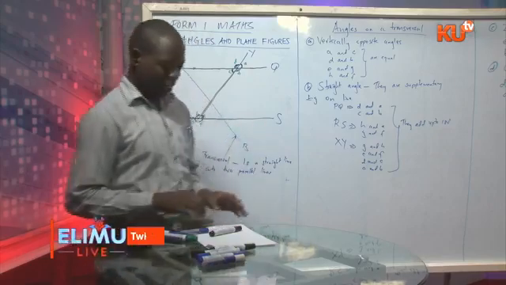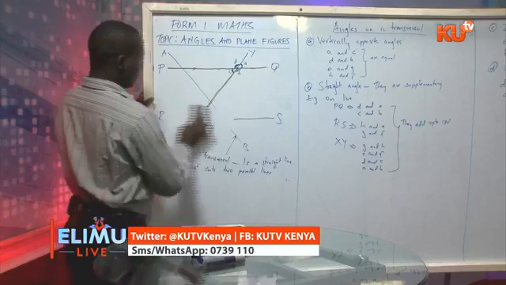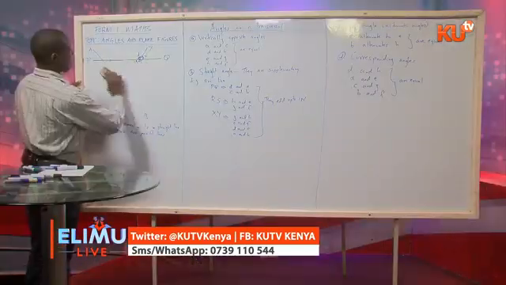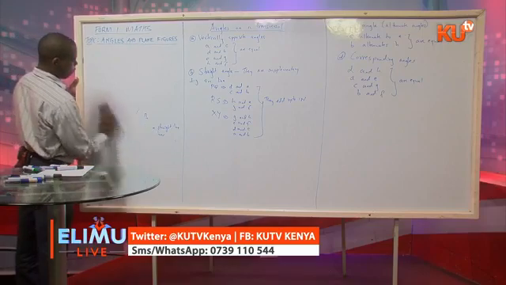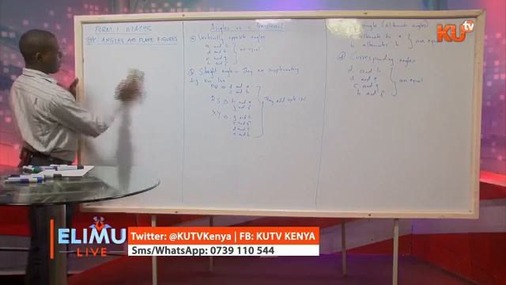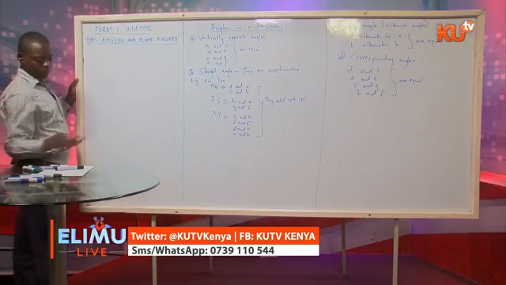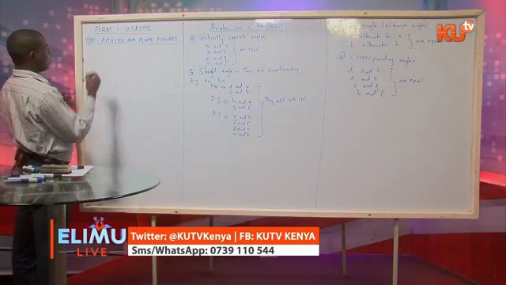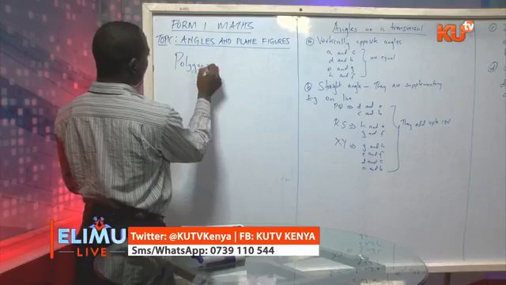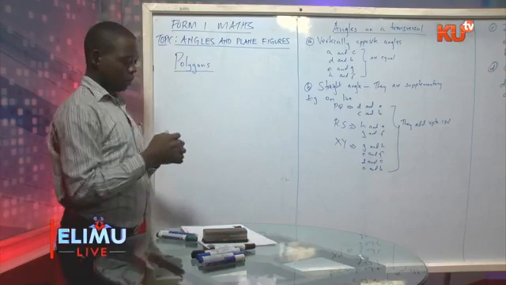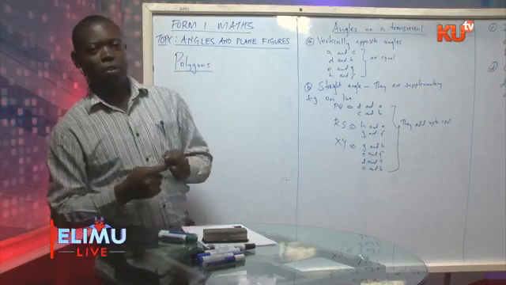Now, once we've looked at this summary, then it's important that we look at one of the most common parts of this topic, what we call the polygons. So we look at now what we call polygons. So the question is, what is a polygon?